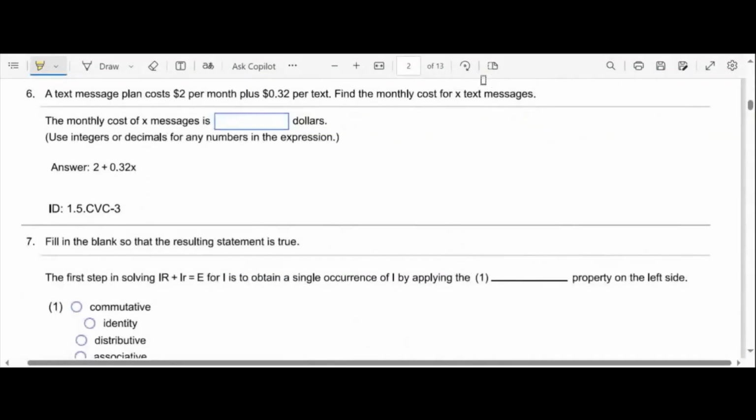Number 6. A text message plan costs $2 per month plus $0.32 per text. Find the monthly cost for x text messages. Do you know the number of messages that you're going to send? We don't know. So that's why we say x is the number of messages.